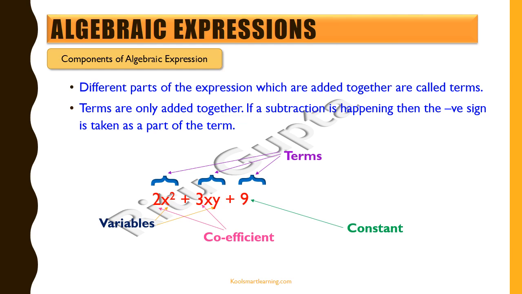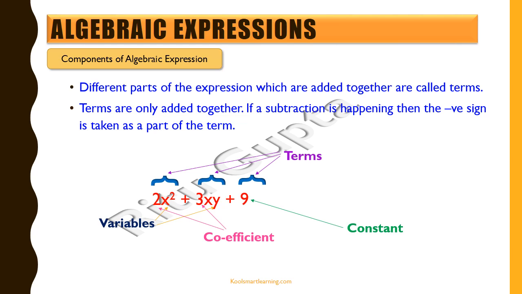So if you look at this example, there's an expression saying 2x square plus 3xy plus 9. And in these there are three terms. We can clearly see that 2x square is one term which is added to another term 3xy, and that is added to another term 9. Now 2x square is a term which contains a variable x. 3xy is another term which contains two variables x and y. And 9 is a term which is actually constant. It does not have a variable along with it. And the coefficients here are 2 and 3. So all the alphabets that are used in this expression are variables.